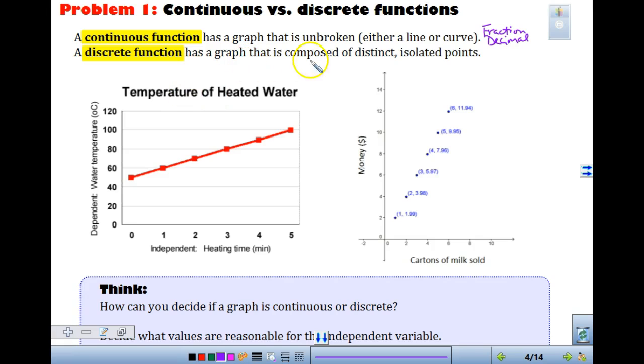So discrete is when our graph is composed of distinct isolated points, okay? Cartons of milk sold, right? And the money that we spent. You cannot go into the grocery store and say, I want half a carton of milk. You're either buying a gallon, you might buy a half gallon, you might buy a pint, but you can't go in and say, I want to buy half of a container, right? Whatever that carton is. So, thus, this graph is going to be discrete.